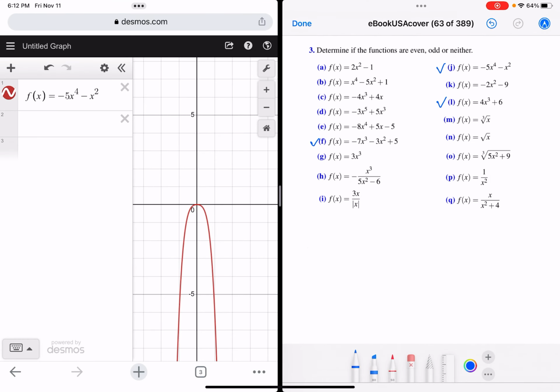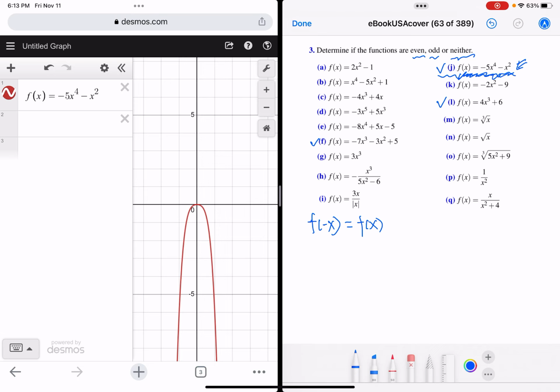Now, in this video clip, we will talk about how to identify if a function is even, odd, or neither just by the algebraic expression. We know if a function is even, we need to have f of negative x equals the original function f of x. F of x is right here.